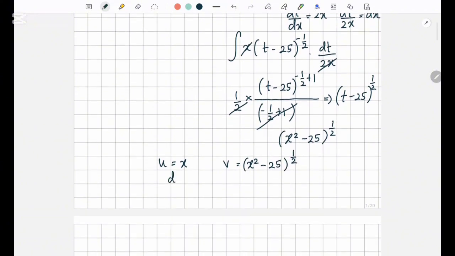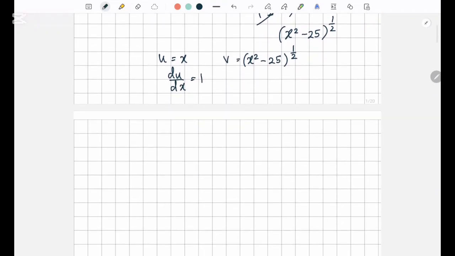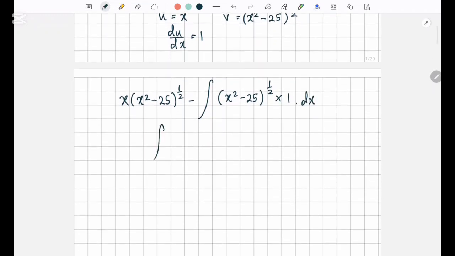Now let's find du over dx. du over dx equals 1. So you go back into the integral. So u into v, so that's x into x squared minus 25 in brackets to the power half, minus the integral of v, x squared minus 25 in brackets to the power half, into du over dx, which is 1. So now all you have to integrate is x squared minus 25 in brackets to the power half, right?